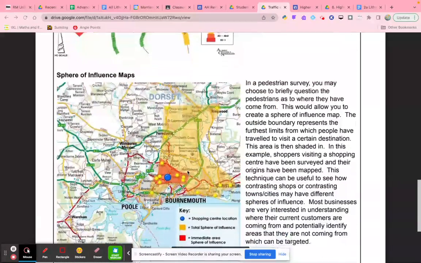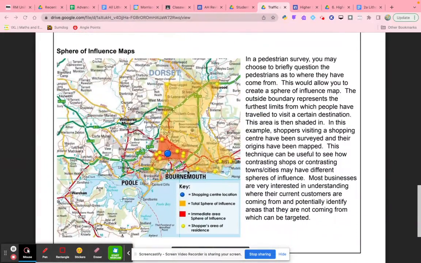Pedestrian surveys can also be combined with other types of surveys where you might ask some basic survey questions of your pedestrians passing, for example, on a high street, which might then allow you to plot the sphere of influence. So you could visit, for example, multiple retail environments, asking where customers have come from, and looking at the different spheres that each retail outlet has.